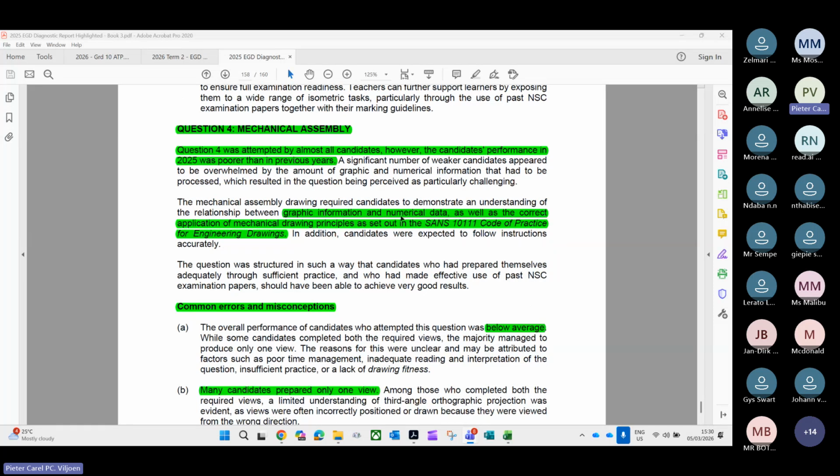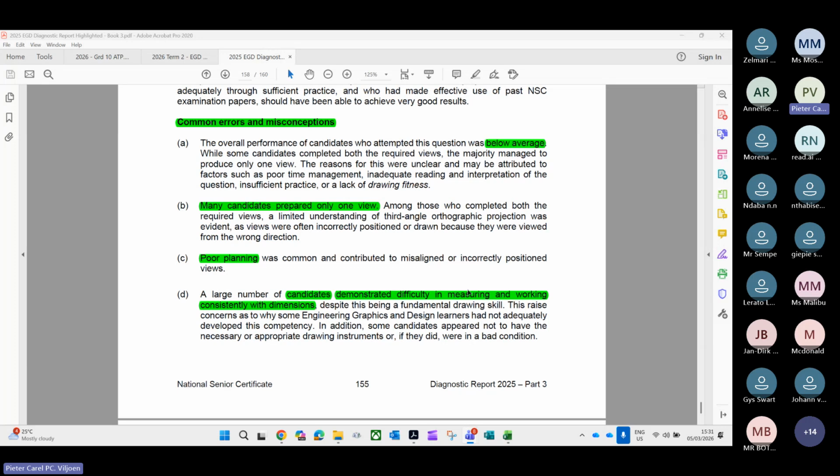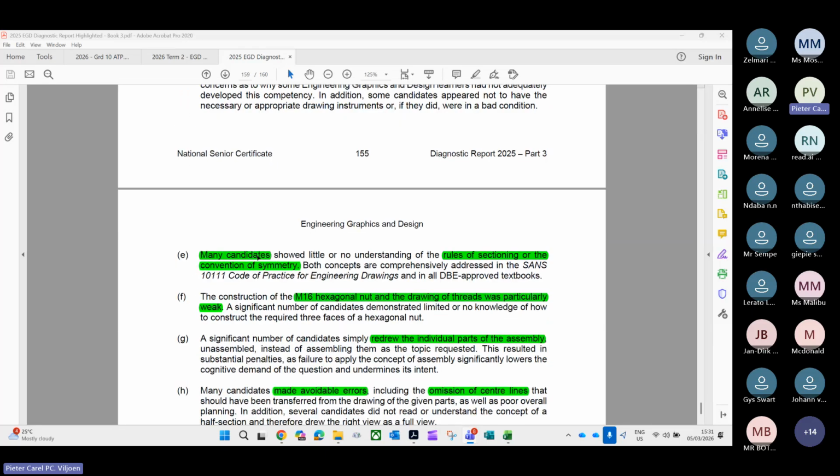Graphic information and numeric data, as well as the correct application of mechanical drawing principles, is set in the SANS symbol. I've explained to you the grade 10 content in terms of SANS, code of practice, and then common errors, below average. Many candidates prepared only one view, poor planning, running off the paper, those types of things demonstrate difficulty in measuring, grade 10 content, and working consistently with dimensions, grade 10 content. Many candidates, rules of sectioning, I've explained to you the sectioning. So that is basically the grade 10 content. M6 hexagonal nuts and the drawing of threads was particularly weak, so that is not for grade 10s.